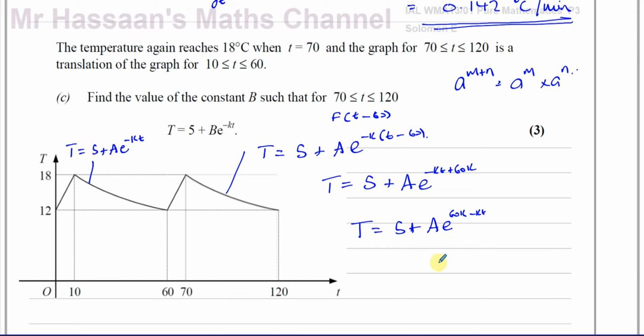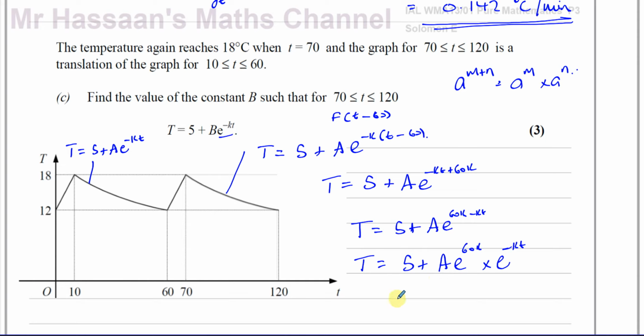So this is the same as saying T equals 5 plus A times e to the power of 60k multiplied by e to the power of minus kt. I can split these up into two terms like I've done there. This is like a sum, 60k plus minus kt, and so I can write it like this. I want to have this as negative because this is negative here.